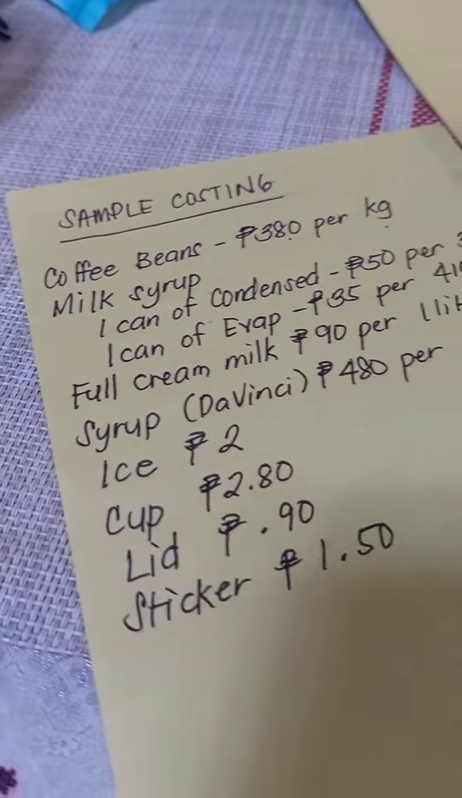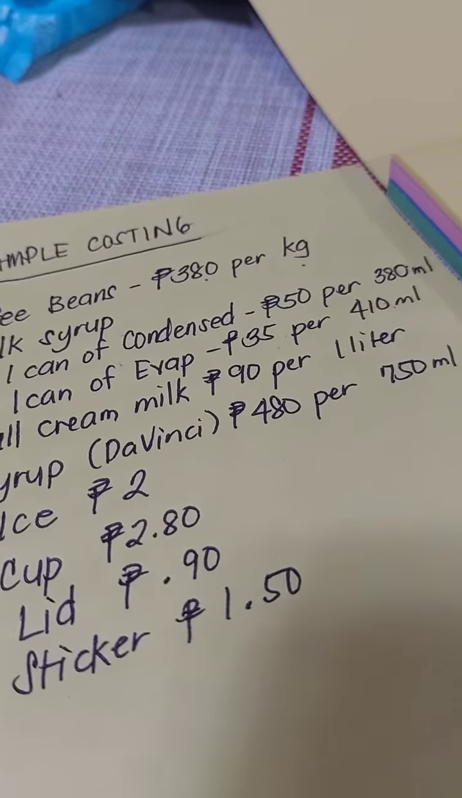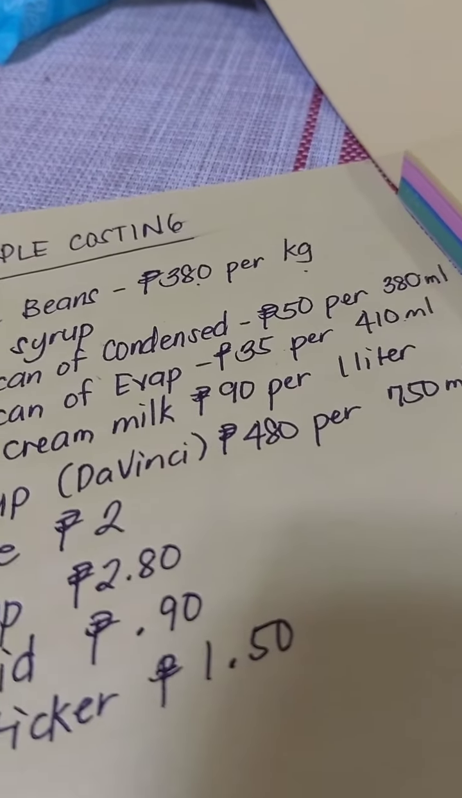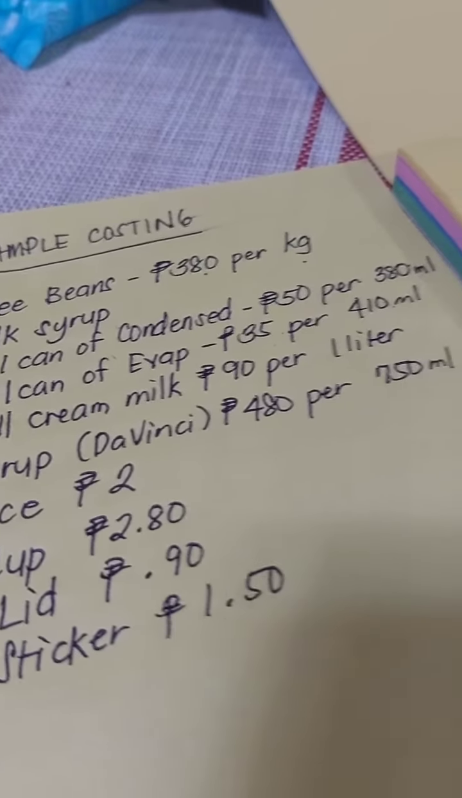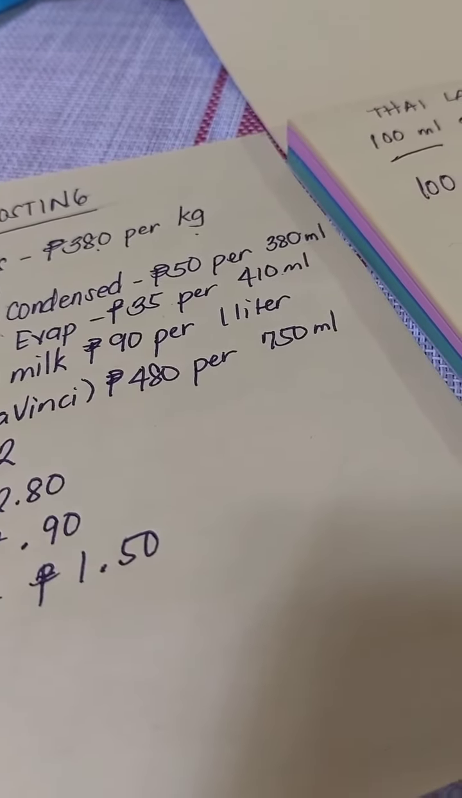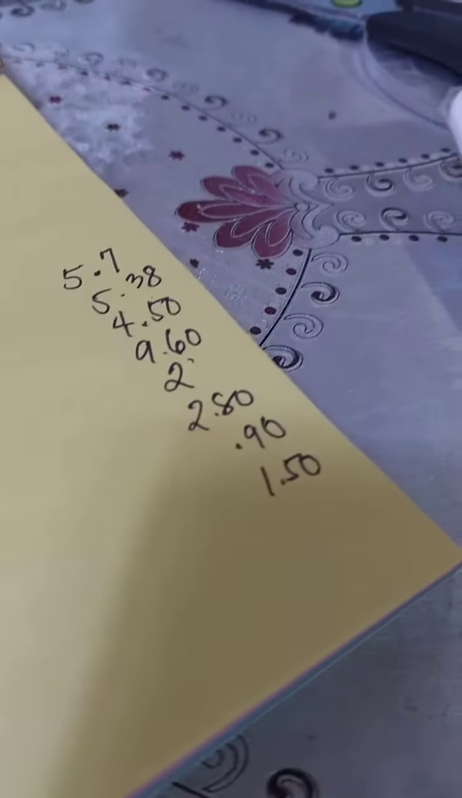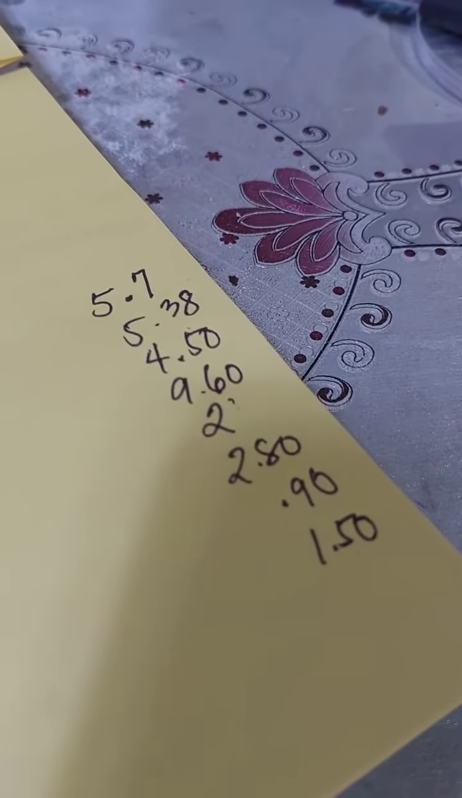Okay, moving on. So, we will just have to add the ice, which is 2 pesos. Add the cup of 2.80. Add the lid of 0.90. And add the sticker cost of 1.50. So, let's add all of these.